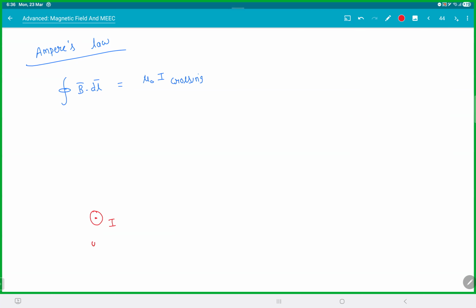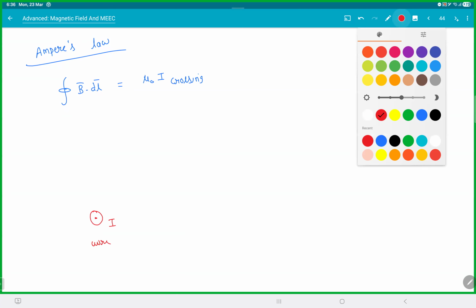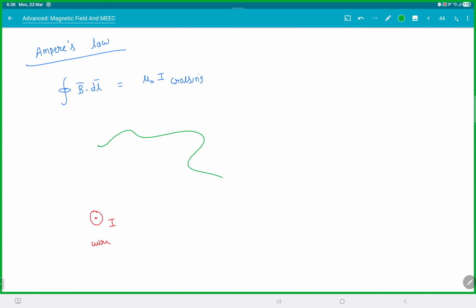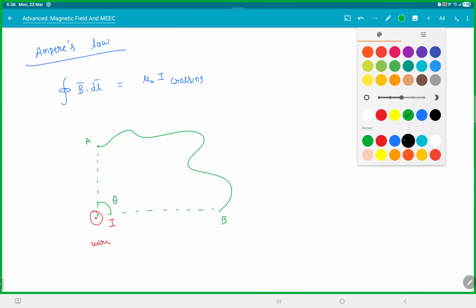This is a current wire. And let's say we have a random loop, some random thing. And you want to find integral B dot dl on this curve. And let's say this angle is theta. So this is not a complete closed loop. If it is a complete closed loop, your life would have been easy. You could have said it. Now what we do here, again, polar coordinates.